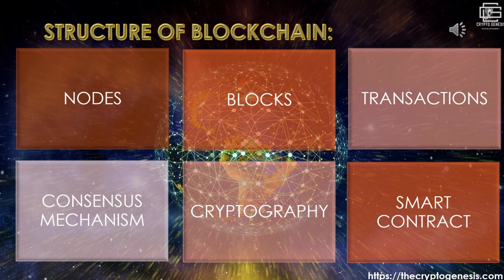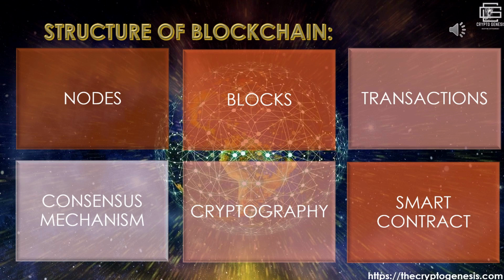Next we have the consensus mechanism. A consensus mechanism is a process used to validate transactions and add new blocks to the blockchain. There are several consensus mechanisms used in blockchain networks, including proof of work, proof of stake, and delegated proof of stake. Next we have cryptography.